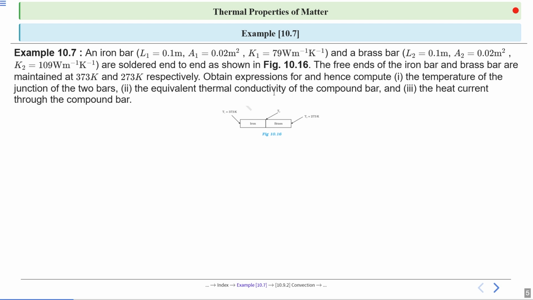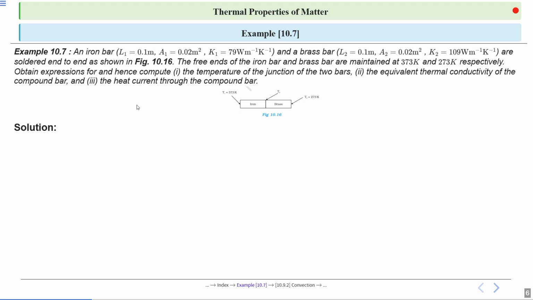So here we have to find the equivalent thermal conductivity of the compound bar, and third we have to find the heat current through the compound bar. Alright, here we have to find out three things. First, temperature of the junction of the two bars. Second, equivalent thermal conductivity of the compound bar, and third, heat current through the compound bar. Alright, think about it and please solve. Let's see the solution.